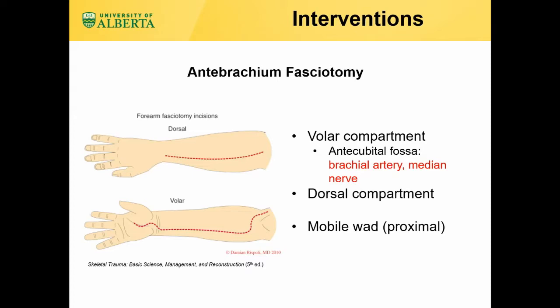Next, the superficial and deep volar compartments can be identified and released, followed by the lacertus fibrosus at the elbow. This is a fibrous band that overlies the brachial artery and median nerve. Be careful to preserve these structures. If release of the mobile wad is desired, a second straight incision can be made on the dorsum of the forearm.